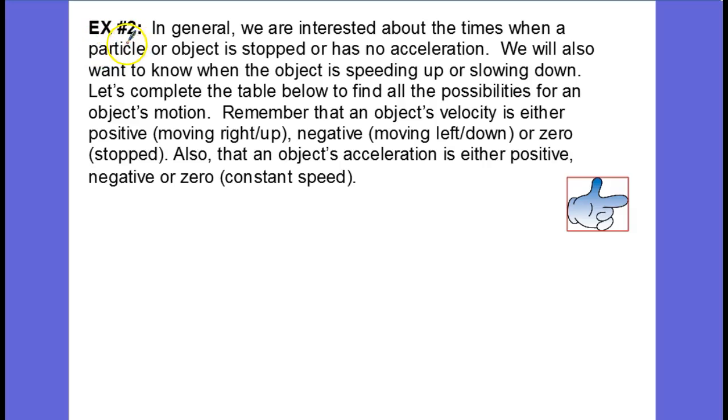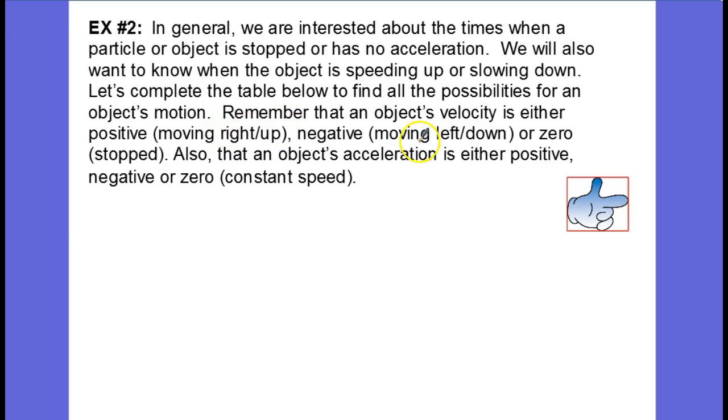In example 2, we're interested in the times when a particle or an object is stopped or has no acceleration. We'll also want to know when the object is speeding up or slowing down. And so we're going to use the table on the next slide to record possibilities for all of these.